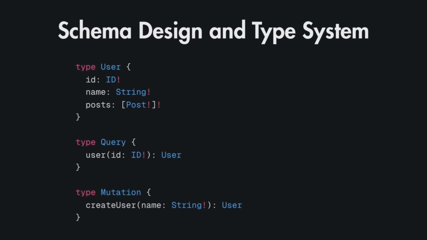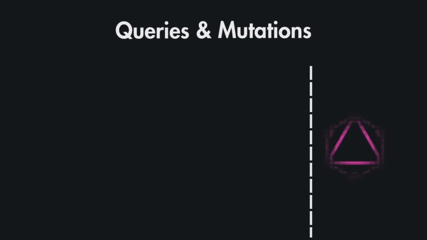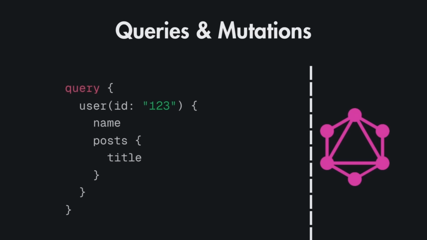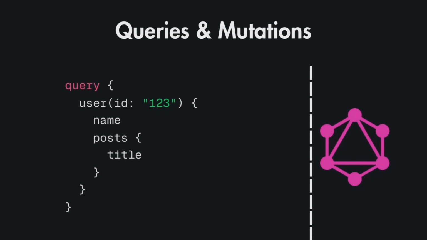So if you have good schema design in GraphQL, it should mirror your domain model and it should be intuitive and flexible. Next, once you define the schema design and type system, you can start querying and mutating data with this GraphQL API. For that, we have queries for fetching data. Again, this is like the GET requests in RESTful APIs.